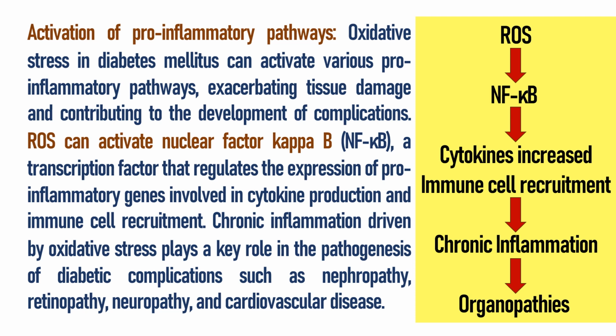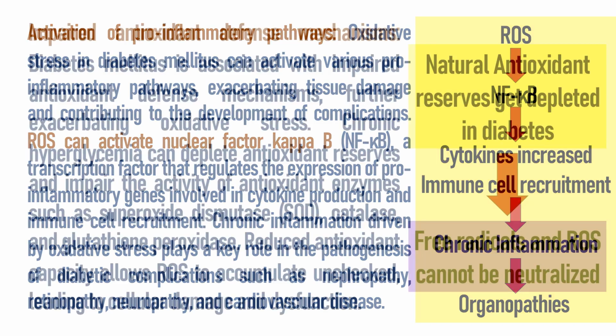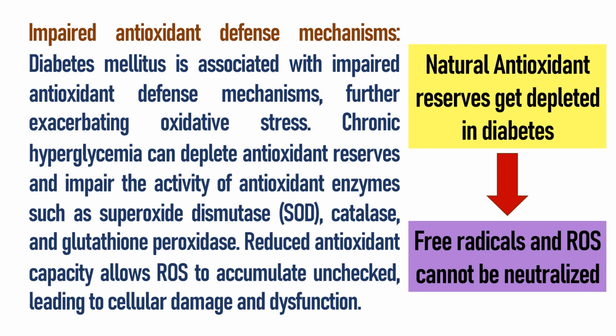Activation of pro-inflammatory pathways. Oxidative stress in diabetes mellitus can activate various pro-inflammatory pathways, exacerbating tissue damage and contributing to the development of complications. Reactive oxygen species can activate nuclear factor kappa B, a transcription factor that regulates the expression of pro-inflammatory genes involved in cytokine production and immune cell recruitment. Chronic inflammation driven by oxidative stress plays a key role in the pathogenesis of diabetic complications such as nephropathy, retinopathy, neuropathy, and cardiovascular disease.